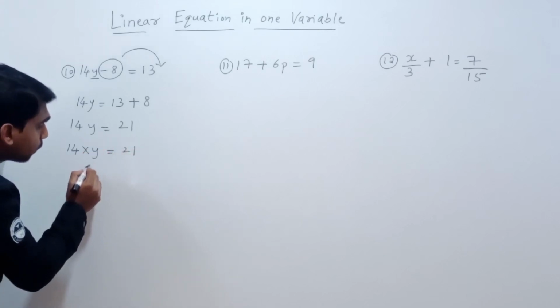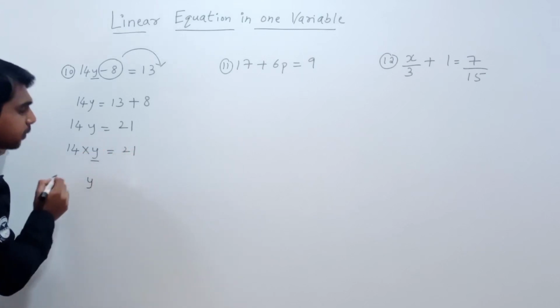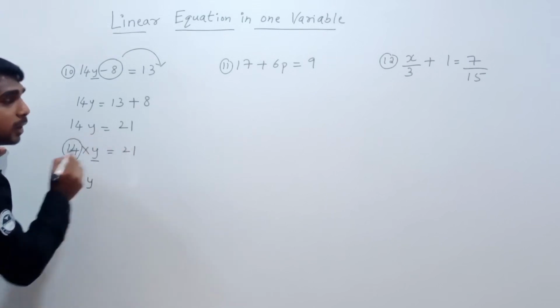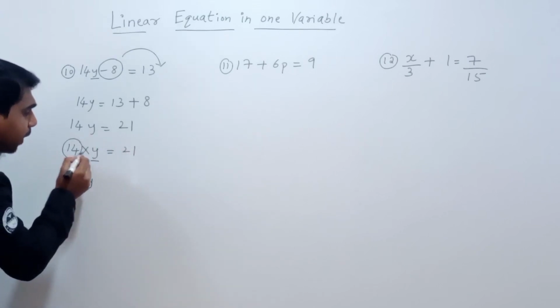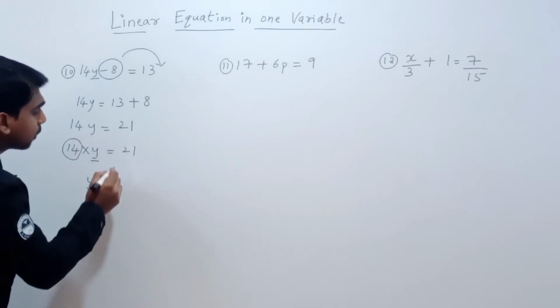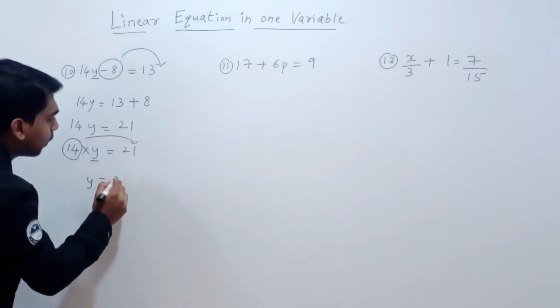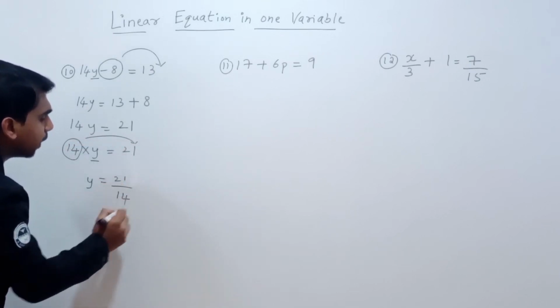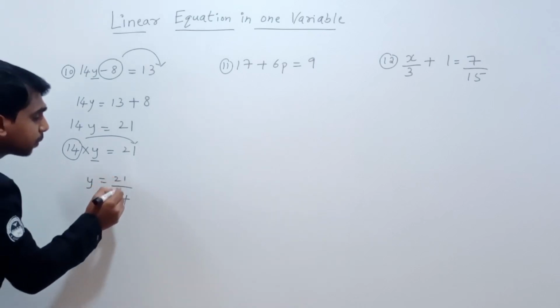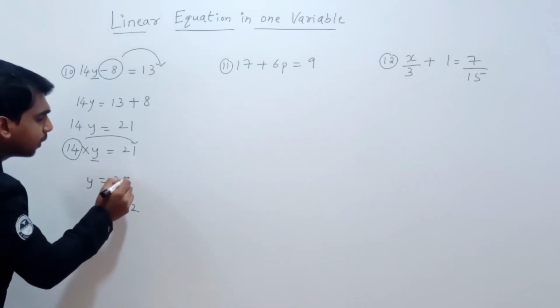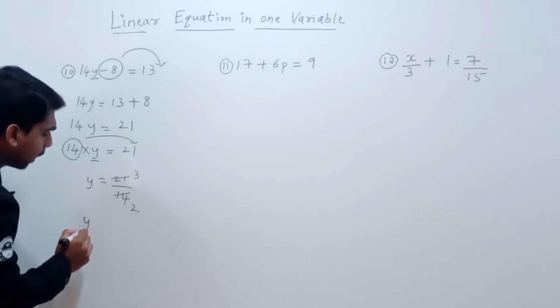Now we have to write y only on the left side, and the remaining part onto the right side. Since it is multiplied, if you move it to the right side, it will become divided by. Now we will cancel. 7 twos are 14, 7 threes are 21. Answer is y is equal to 3 by 2.